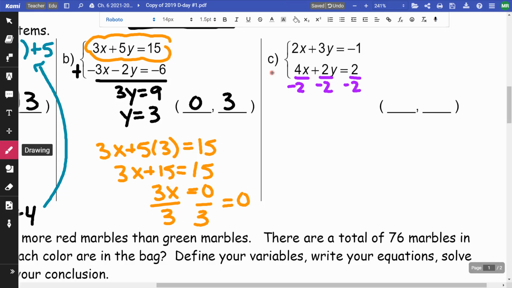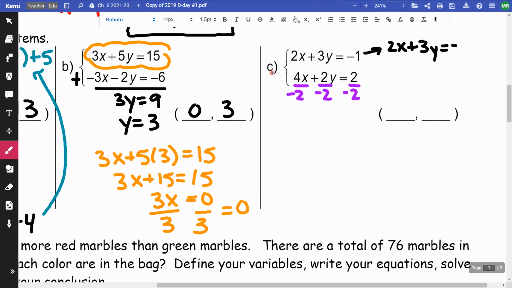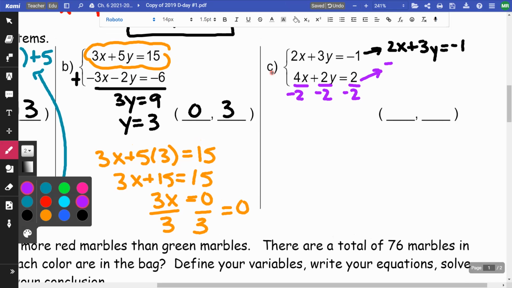When I do that, this top equation is going to stay 2x plus 3y equals -1. The bottom equation, when I divide, is going to be a -2x, which is what my goal was, to get the x's. Minus y is equal to a -1. I add these two equations together. I get 2y is equal to -2. So my y is going to be a -1.